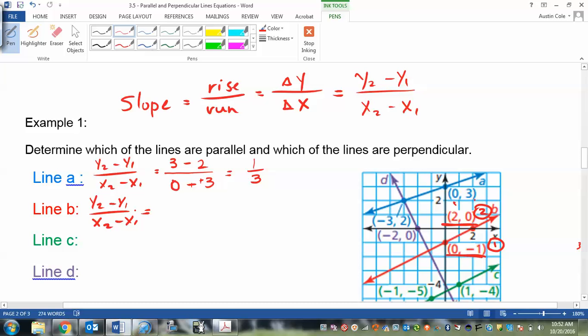Guys, from my experience, you write the formula out, you're more likely to get the problem right. Well, what do I know? I'm just a stupid math teacher, right, Austin?